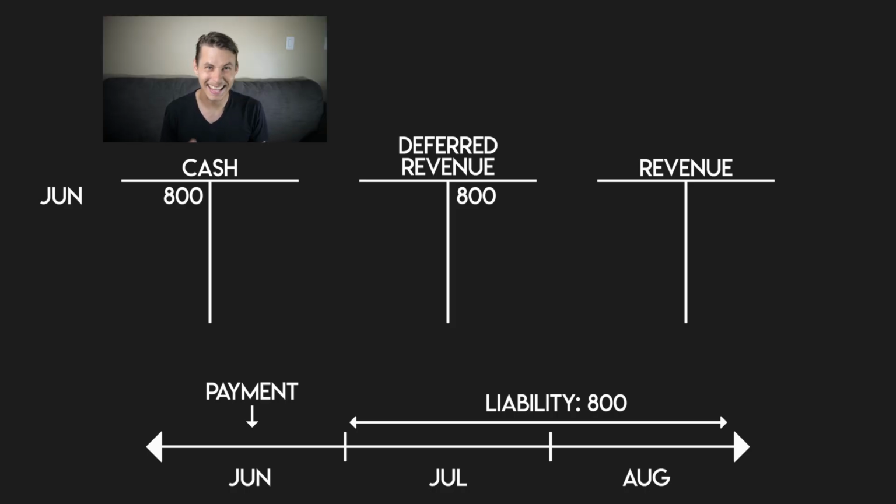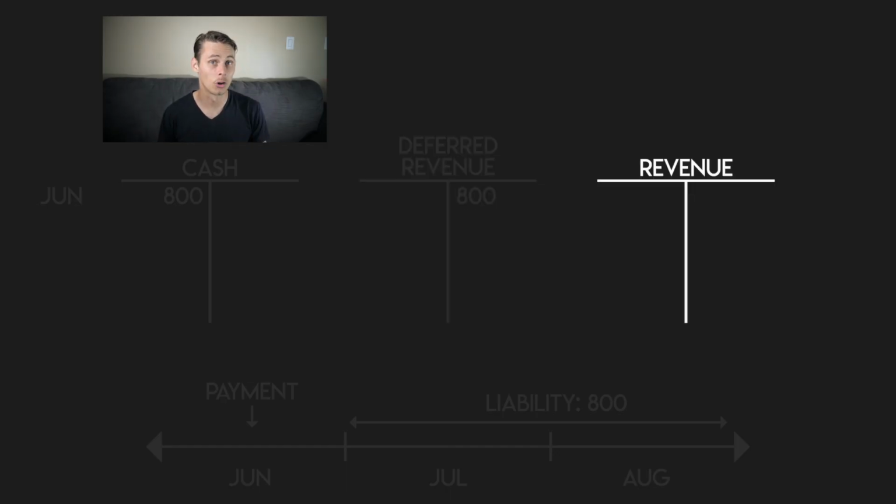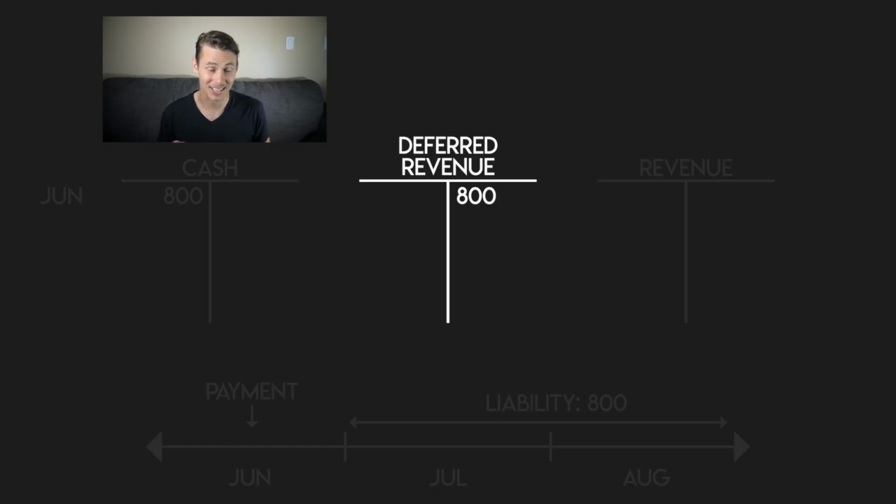Let's fast forward to the end of July. You've flown me out to London, so half of my return trip is complete. If revenue is recorded as it's earned, then you've earned half of your income. The problem is, as things currently stand, you're holding $800 as a liability in the balance sheet. This deferred revenue is not the same thing as normal revenue that flows through your income statement. You're going to need to post an adjusting entry to fix this situation.